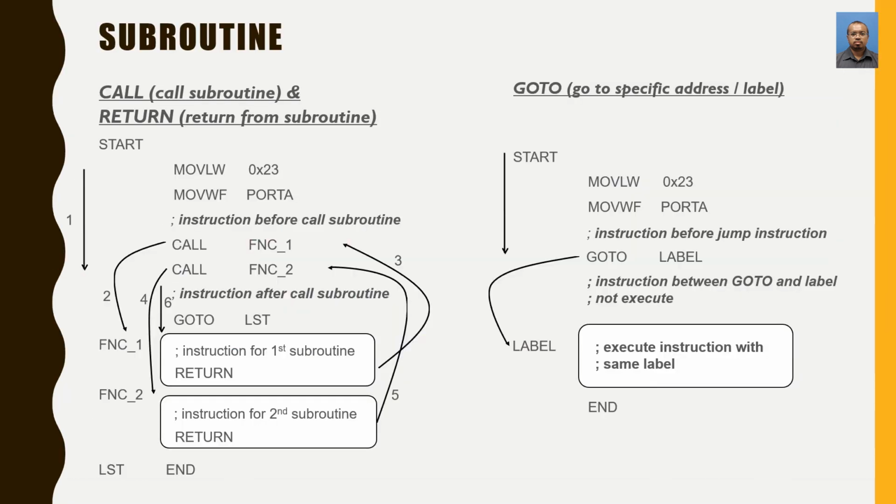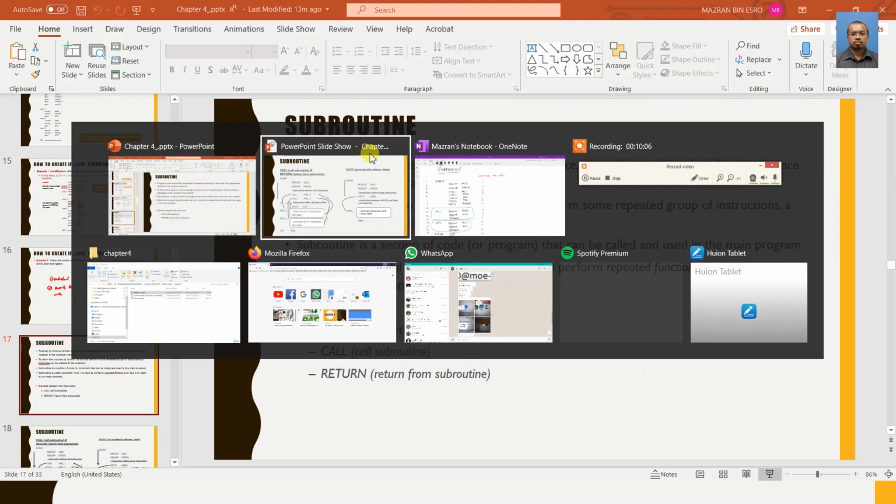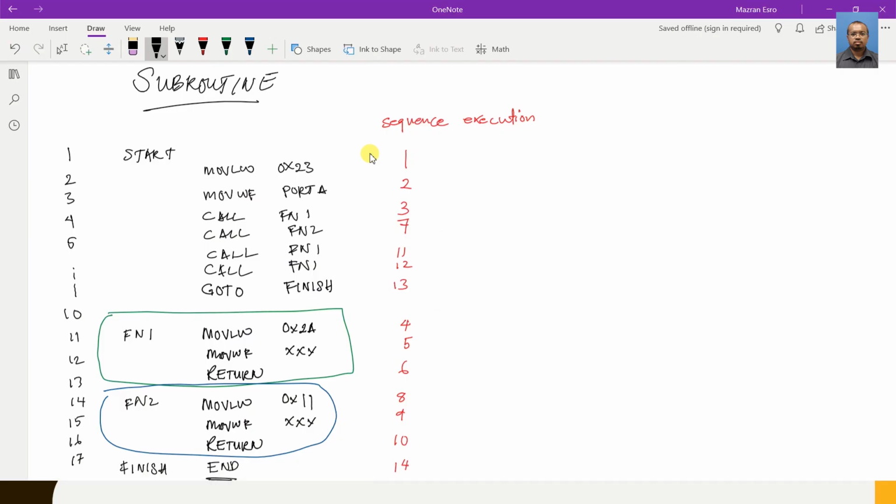Okay, so every time you call a subroutine, the program counter will be saved into the stack. Let me show it. Let's say I just assume this is the program counter, up to this point. This is not the actual number. I'm just asking you to assume that this is the number of the program counter. So number 4 here.